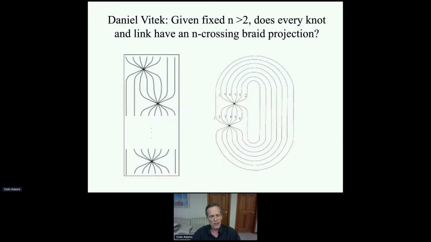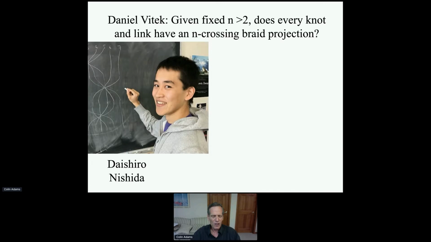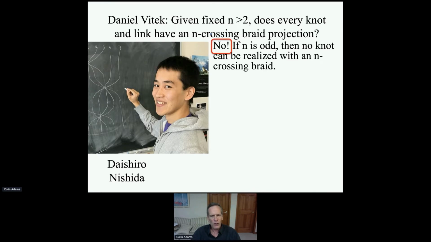And Daniel Vitex, who was on the left in that last picture I showed you, asked this question. For a given fixed n, does every knot and link have an n-crossing braid projection? Can you use this idea for knots and links? And so my undergraduate thesis student, Daishiro Nishida, decided to think about that question. And the answer is no in general, and Daniel knew this fact. Namely, if n is odd, then no knot can be realized with an n-crossing braid.